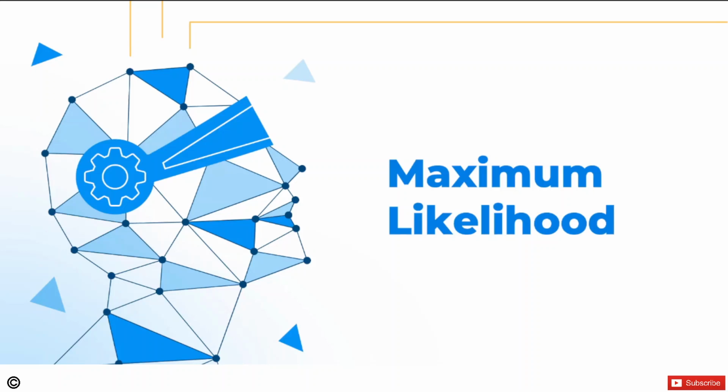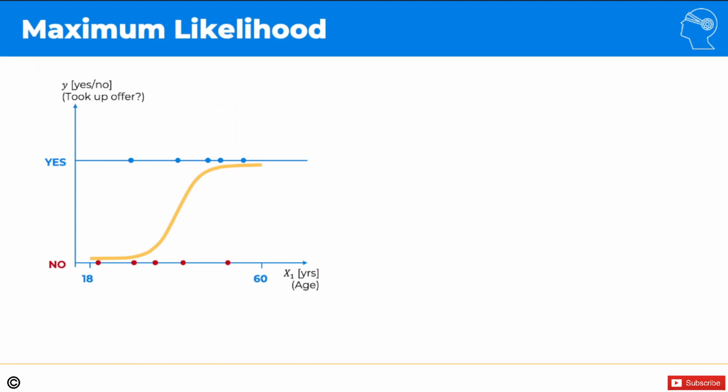Today we're talking about maximum likelihood. So we have this curve that's fitting our data. It's great, but how do we know that this is the best curve that can fit our data? Just like with linear regression, there could be multiple curves of this shape that could fit our data. So how do we find out which one is the best one? Well, we need to calculate the maximum likelihood.